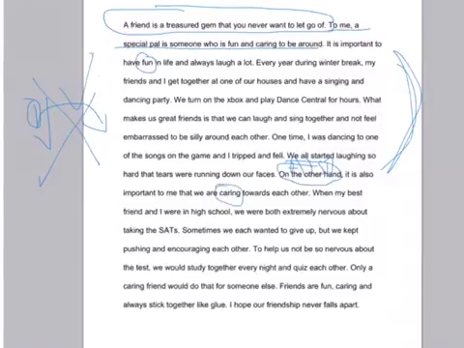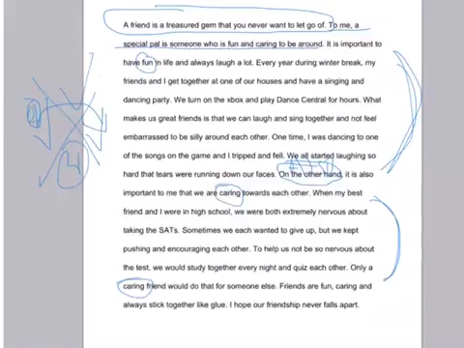When my best friend and I were in high school, we were both extremely nervous about taking the SATs. Sometimes we each wanted to give up, but we kept pushing and encouraging each other. To help us not be so nervous about the test, we would study together every night and quiz each other. Only a caring friend would do that for someone else. Okay? So in this spot right here, I explained my second reason. Now it's time for me to go to my conclusion box over here.